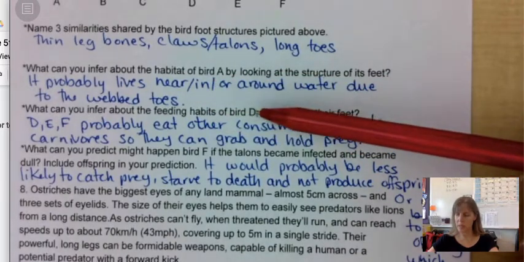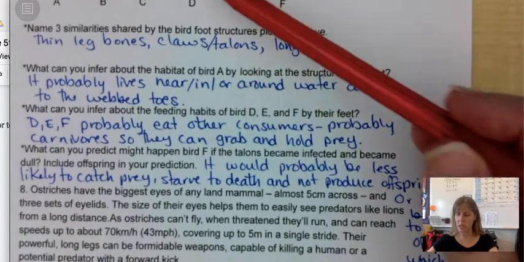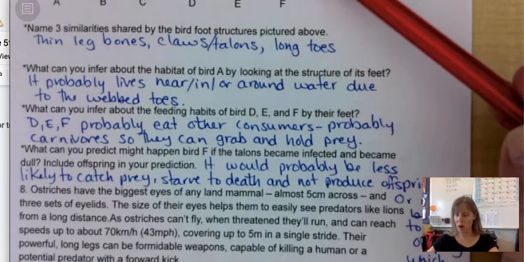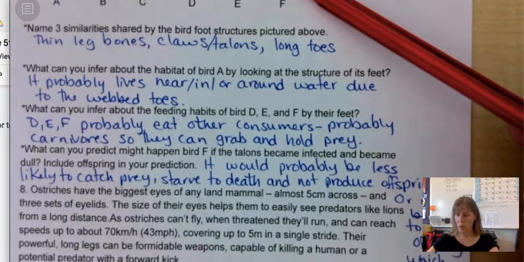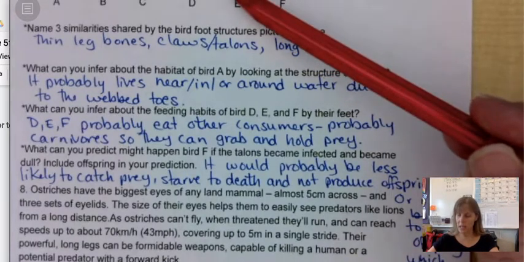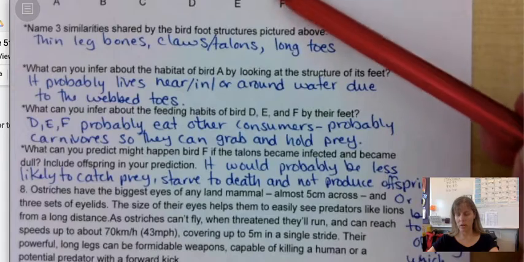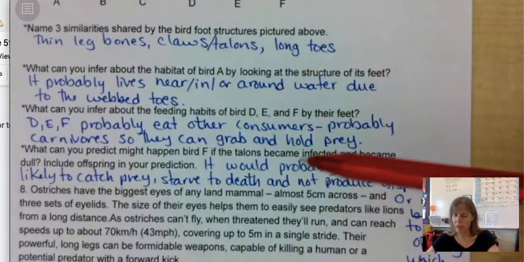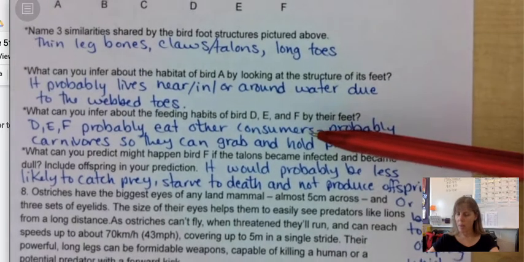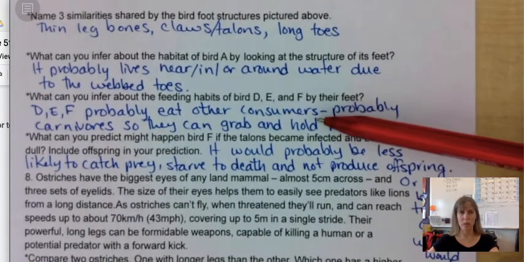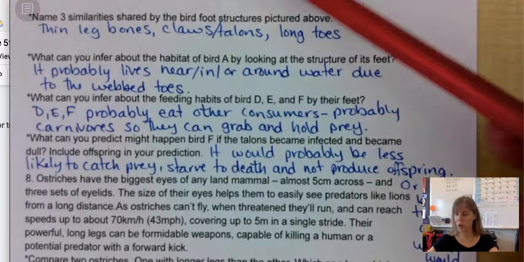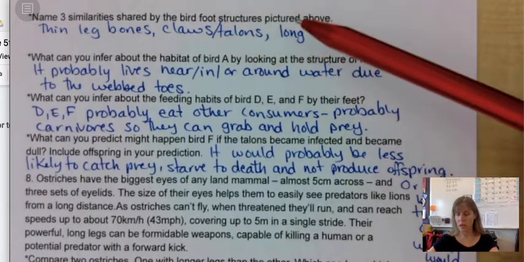The next question I wanted you to think about is, what can you infer about the feeding habits of birds D, E, and F by their feet? So D, E, and F, these feet all have really long claws. So what can you tell me about maybe what they eat? Do you think these are the feet of birds that eat berries and seeds, or what can you infer? You don't know a whole lot about them, but they probably eat other consumers, like probably carnivores, so they can grab and hold prey. So they all have really long claws, so they can grab and hold prey.